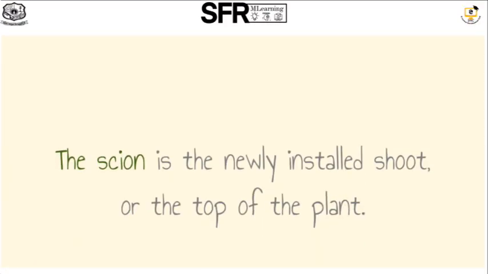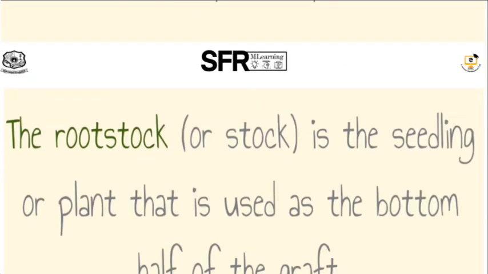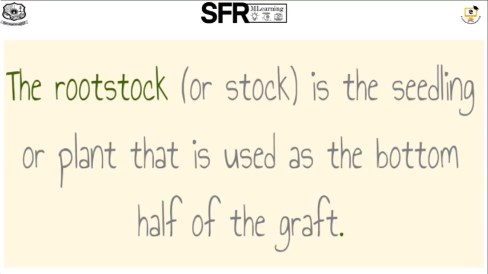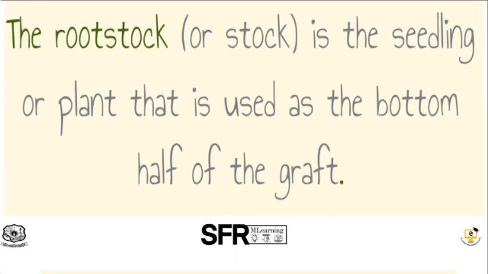The scion is a newly installed shoot or tip of the plant. It comes from the living plant's root tips or shoot tips. And next, what is the rootstock? It's a seedling or a plant that is used as the bottom half of the graft. That is the bottom of the plant, the living part of the plant system.